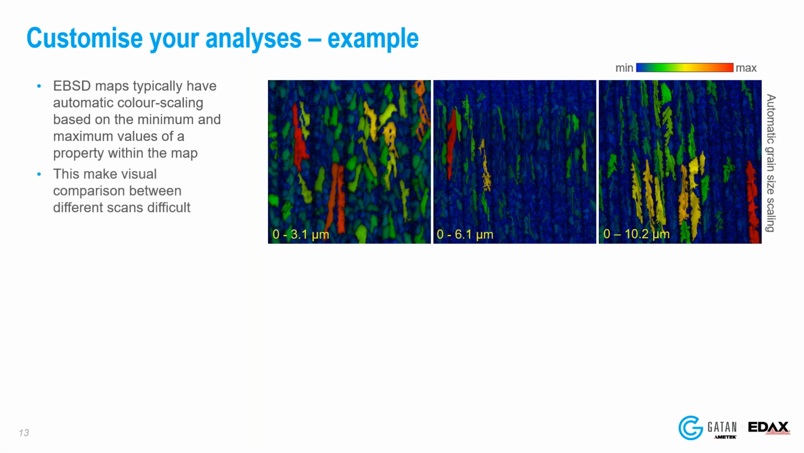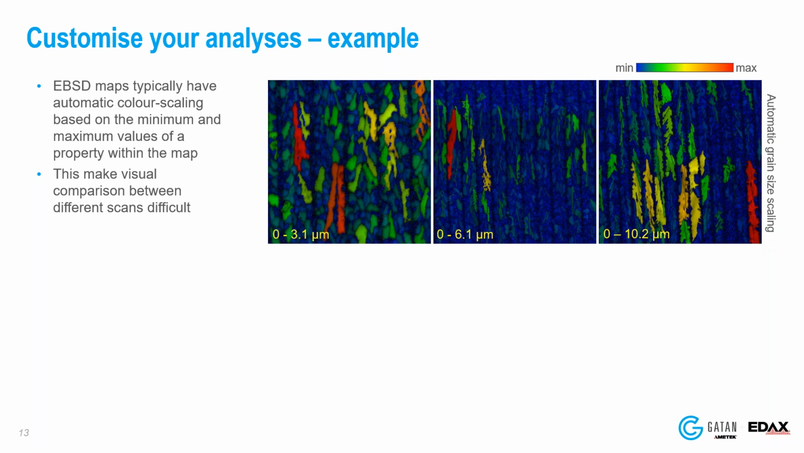But when I look at the scale bar, which I took off on purpose, so you can see this is the scaling of the grain size in these maps. So here the 3.1 is red, here 6.1 micron is red, and here 10.2 micron is red. So comparing the data, the grain size distributions by color is really hard.